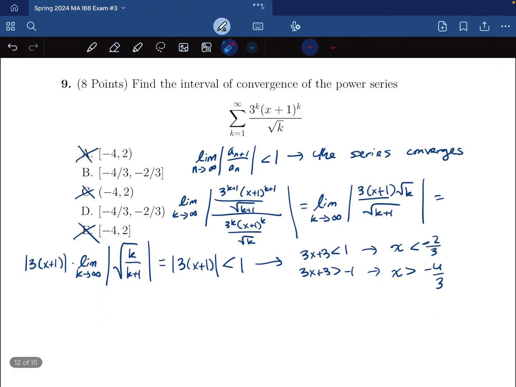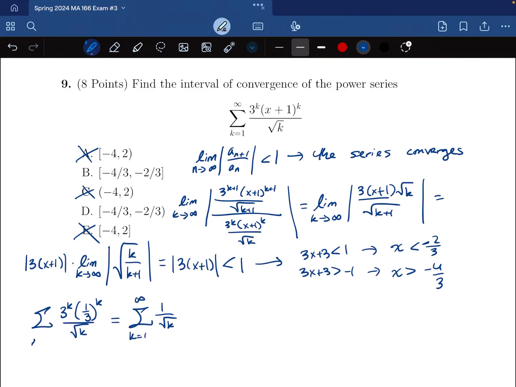Okay, so now how I choose between B and D is I'm going to test what happens when I plug in negative 2/3 for x. So we get 3 to the power of k, and if I plug in negative 2/3, I get 1/3 to the power of k, all divided by the square root of k. And this is equal to 1 over the square root of k.